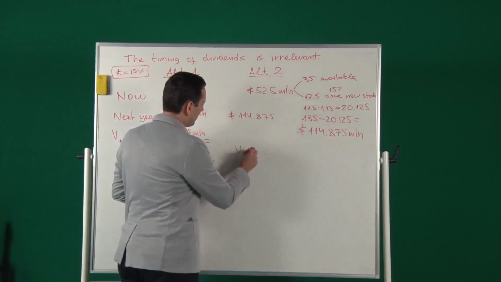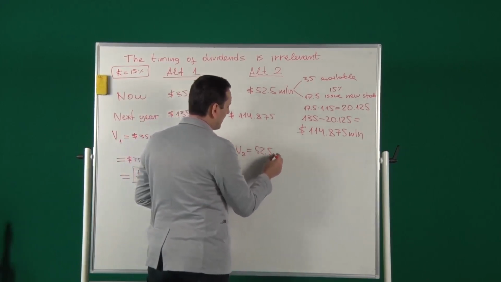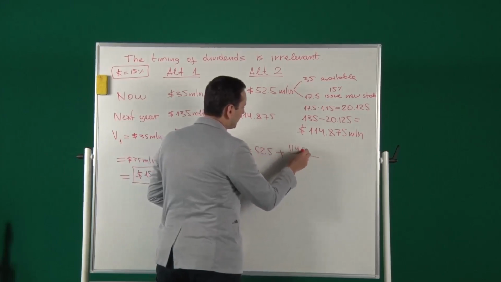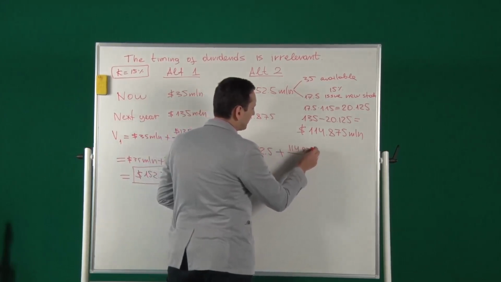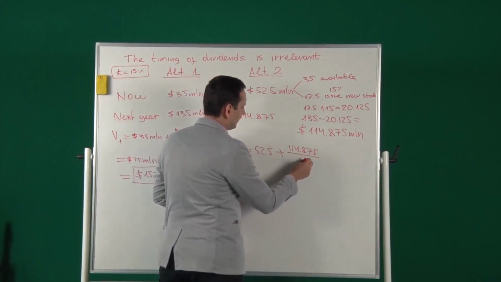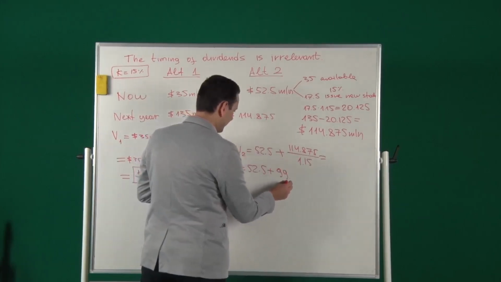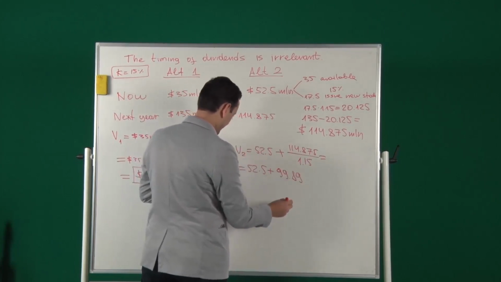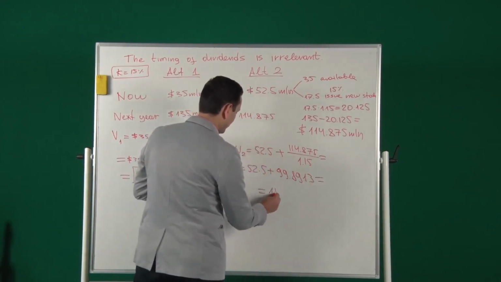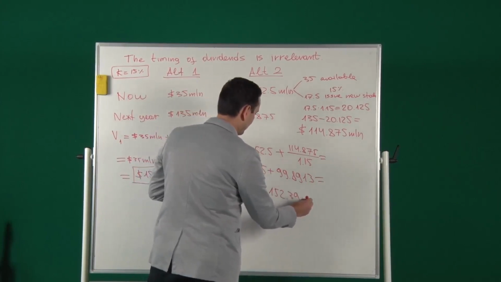Now let's calculate the value of the company. The value of the second company will be $52.5 million paid today plus $114.875 million discounted using the 15% interest rate, which is $99.8913 million, for a total of $152.39 million.